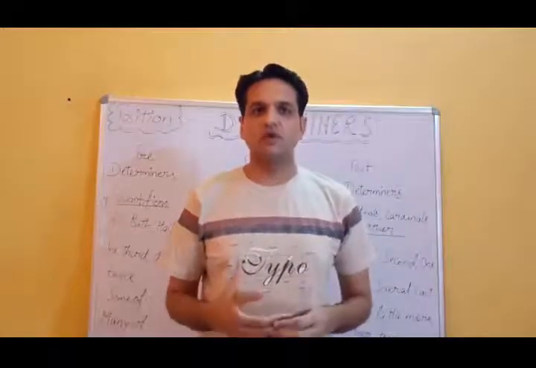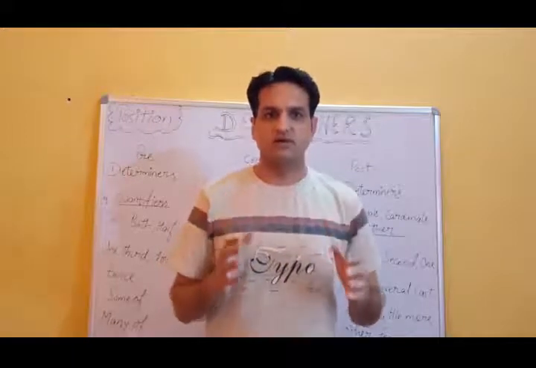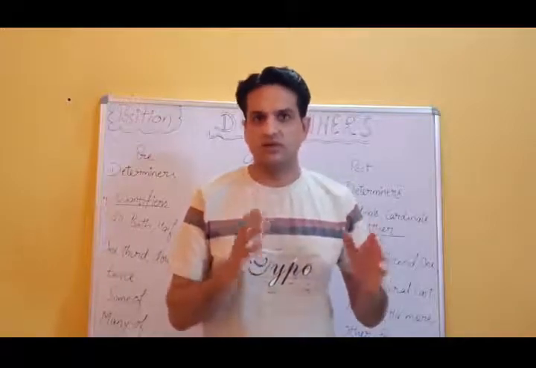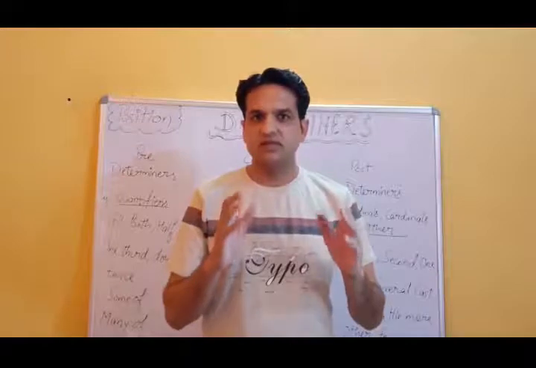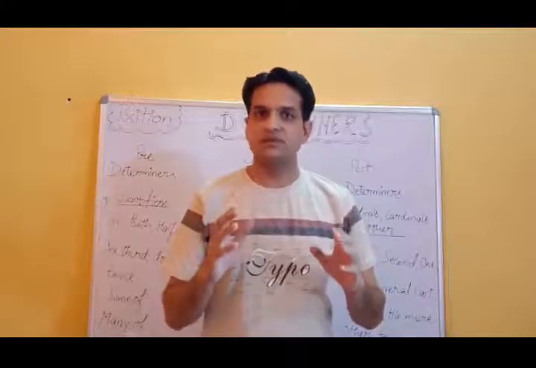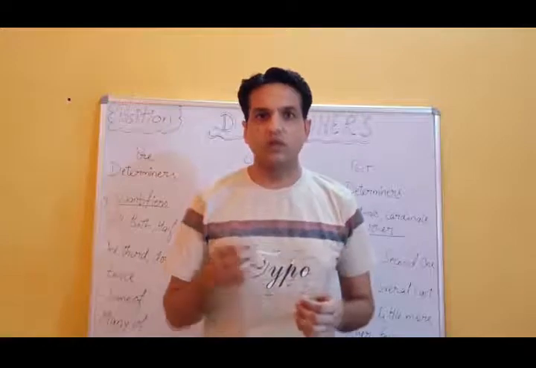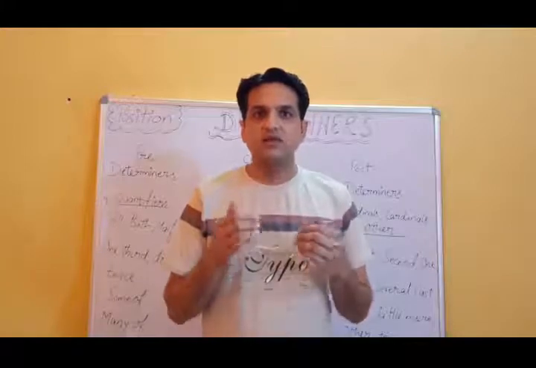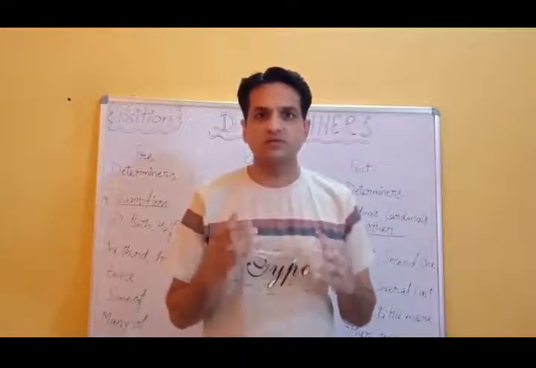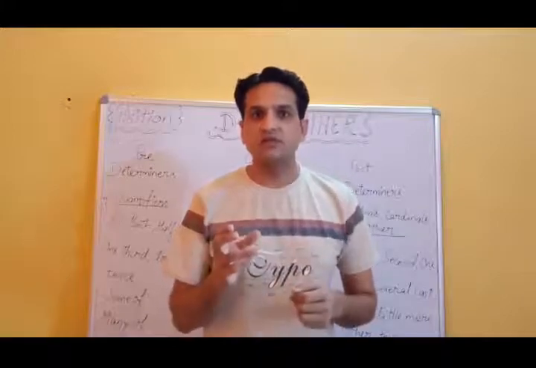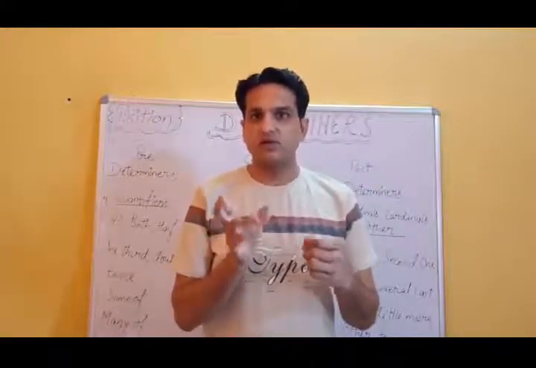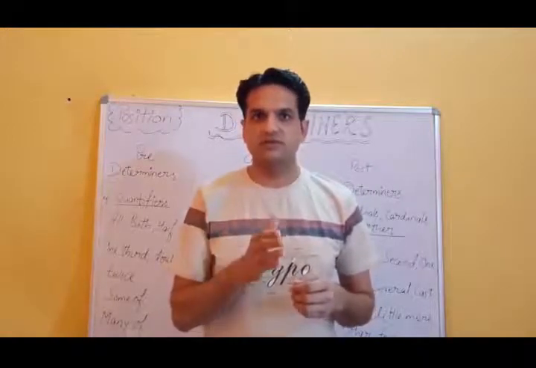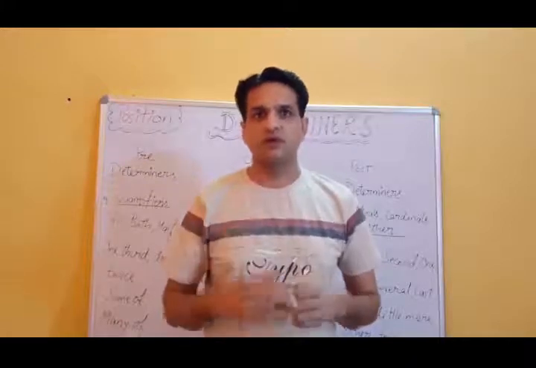Now we will talk about position of determiners. We know that determiners qualify a noun. It means determiners always come before a noun, but there can be situations where one or more determiners can be used before a noun. In this situation, how to decide or determine the position of determiners? कौन सा determiner पहले आएगा? If there are two determiners, then which determiner comes first and which will come second? पहले कौन सा आएगा, उसके बाद कौन सा आएगा?